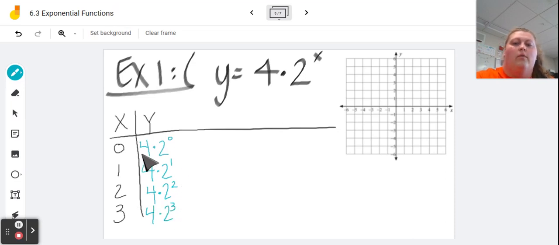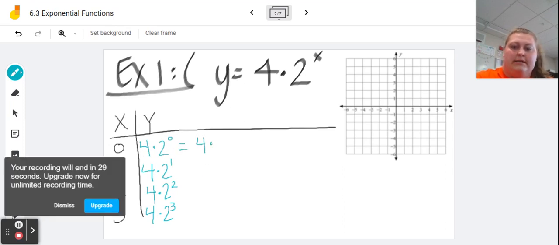Okay, now I'm going to go one step further and solve. 2 to the 0 power, anything to the 0 power is 1. So now I have 4 times 1, which is 4. Next, I have 4 times 2, which is 8. Next, I have 4 times 2 times 2 because it's 2 to the second power.